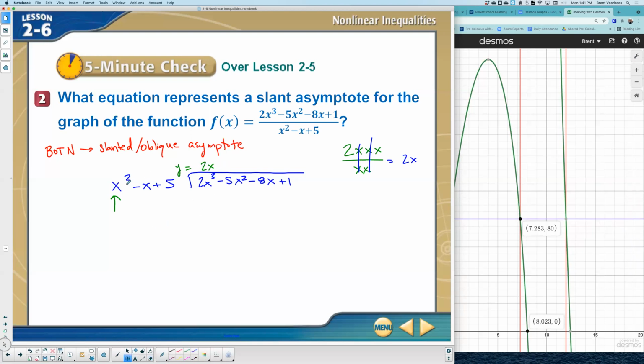So I'm going to distribute the 2x. 2x times x squared is 2x cubed. 2x times a negative x, what is that? Negative x times 2x would be negative 2x squared. Great. And then finally, 2x times a positive 5 is positive 10x.